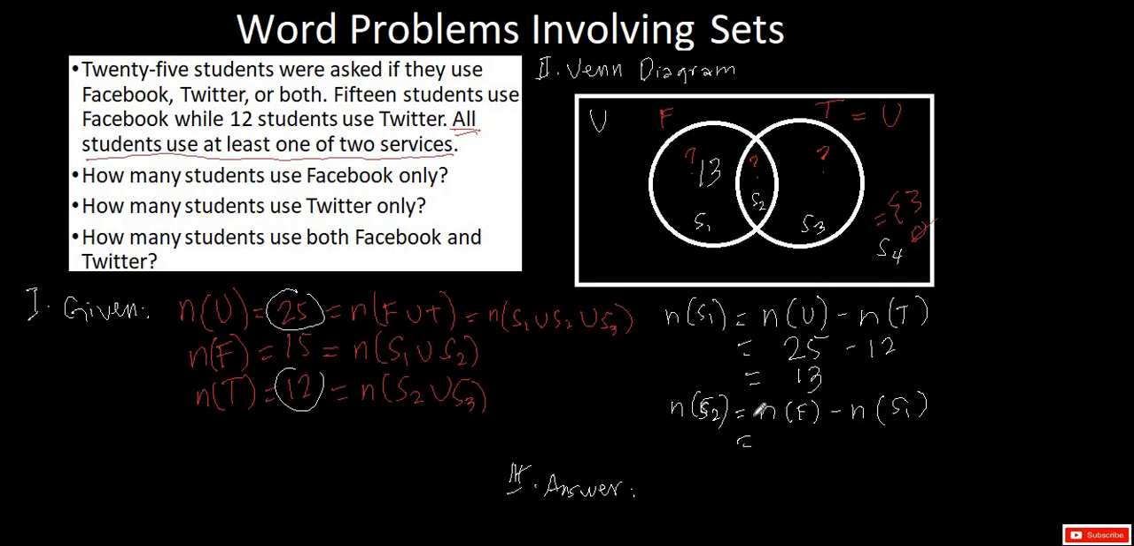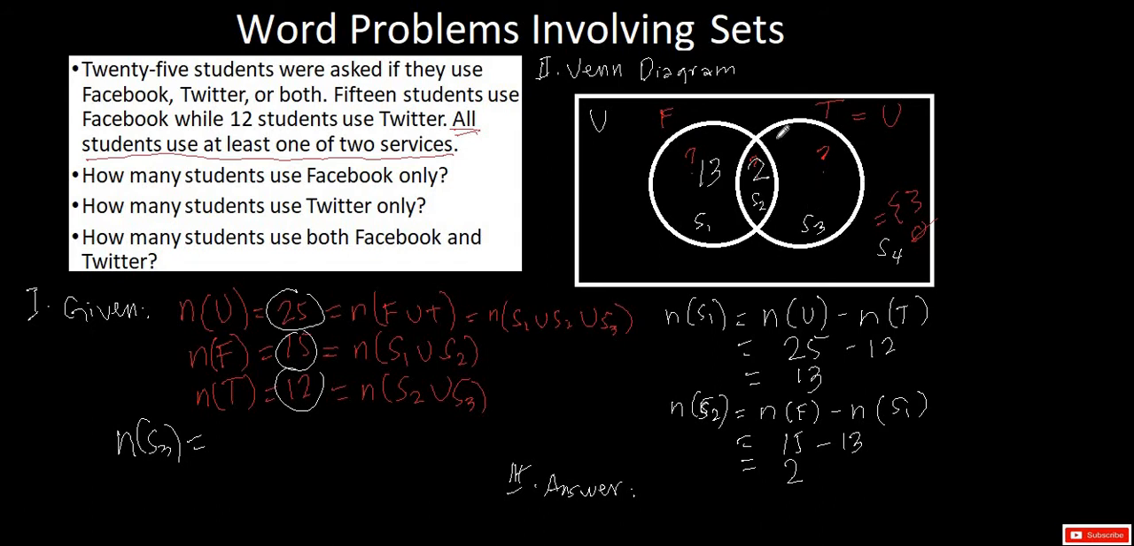Okay, so what is the cardinality of set F? We have 15, right? So 15 minus the cardinality of S sub 1, which we have computed already, 13. So 15 minus 13, the answer is 2. So therefore, the cardinality of S sub 2 is 2. Okay, next, let's compute for n of S sub 3. So let's use the space here. N of S sub 3.